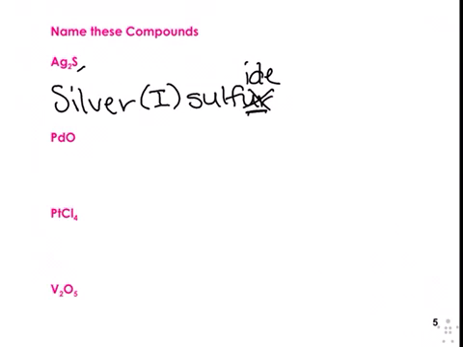Let's try PdO then. Pd is what? Pd is not lead. Pb is lead. Oh, it was up here. Palladium. Is that how you spell it? Okay. Is palladium a transition metal?